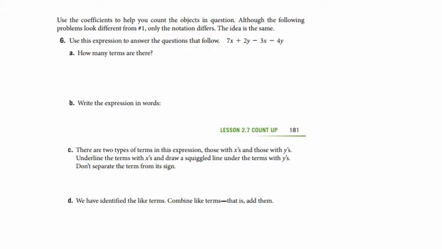Okay, so let's look. I'm going to write this a little bit bigger. We've got 7x plus 2y minus 3x minus 4y. First question, how many terms? So remember, you're going to separate those right before your plus or your minus. So 7x is a term. Positive 2y is a term, negative 3x is a term, and negative 4y is a term. So there are 4 terms. Write the expression in words. I don't really want to take the time to do this, but you could go 7 times x plus 2 times y minus 3 times x minus 4 times y. That's what it is. We don't have to do that.